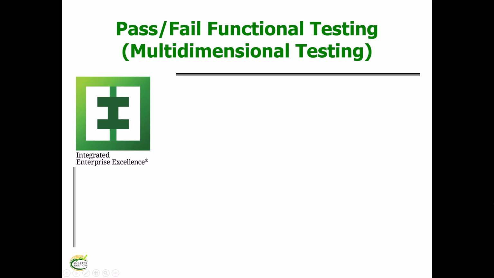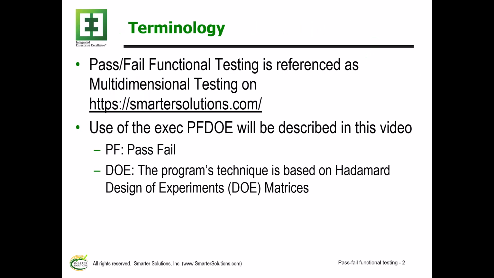In this video, I'll be talking about pass-fail functional testing, sometimes called multi-dimensional testing. Pass-fail functional testing is referenced as multi-dimensional testing on Smarter Solutions website. Use of the PFDOE will be described in this video. PF stands for pass-fail, DOE stands for the program technique used in this program, which is based on the Hadamard design of experiments matrix, or DOE matrices.